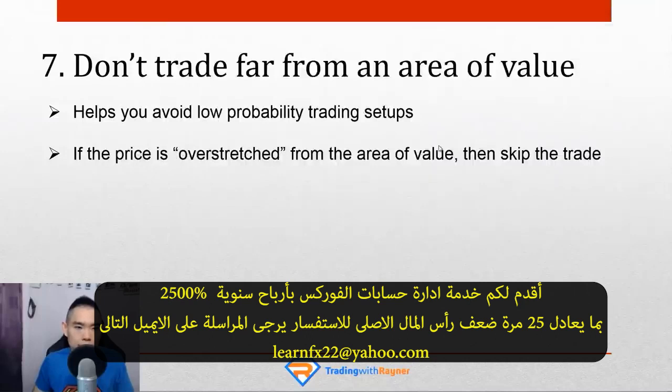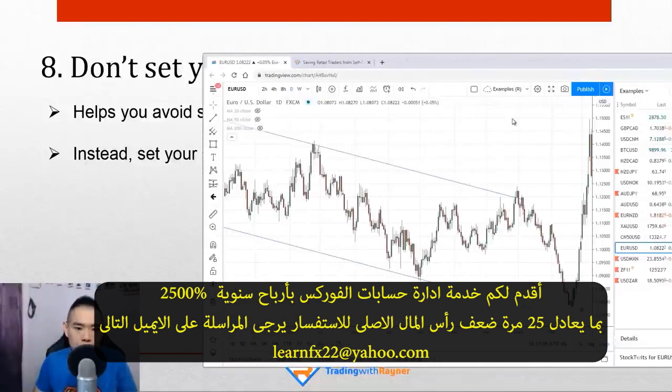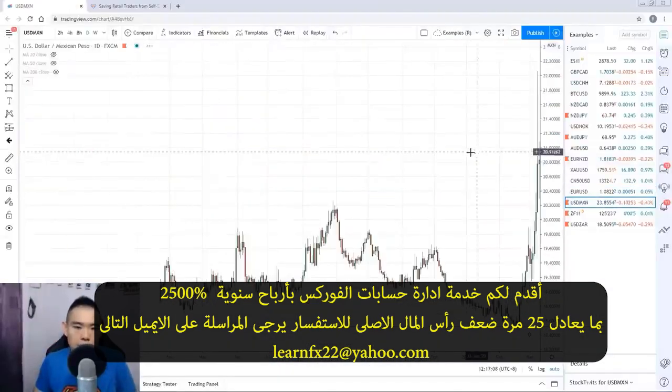Okay, so number 8. Don't set your stop loss just below support. Don't set your stop loss just above resistance. This helps you to avoid stop hunting. Instead, you want to set your stop loss a distance away from this key price structure. And again, an example will help. If you look at this, dollar against the Mexican.